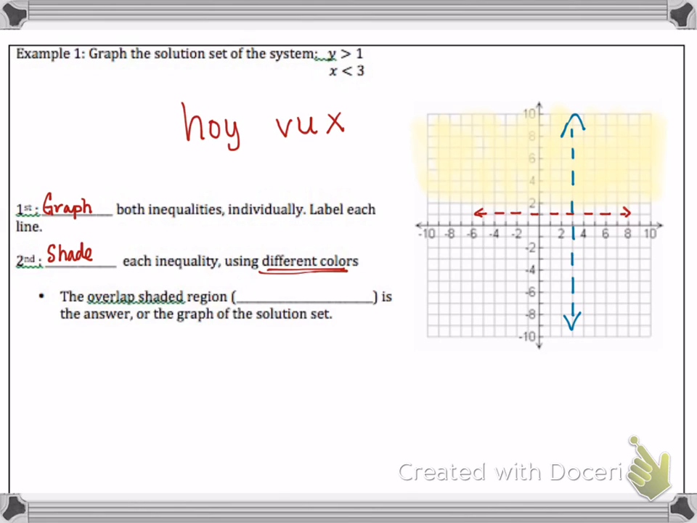Then we are shading less than, for x is less than 3, and so we're shading to the left. And so we're shading this region. And hopefully you can see where that overlap is. The shaded region that overlaps is your solution set.